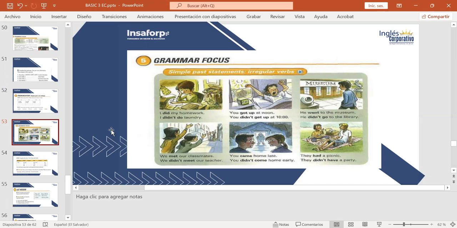Simple past statements, irregular verbs. We're going to start studying the irregular verbs. The irregular verbs are a different case. I did my homework. I didn't do laundry. You got up at noon. You didn't get up at 10. He went to the museum. He didn't go to the library. We met our classmate. We didn't meet our teacher. You came home late. You didn't come early. They had a picnic. They didn't have a party.